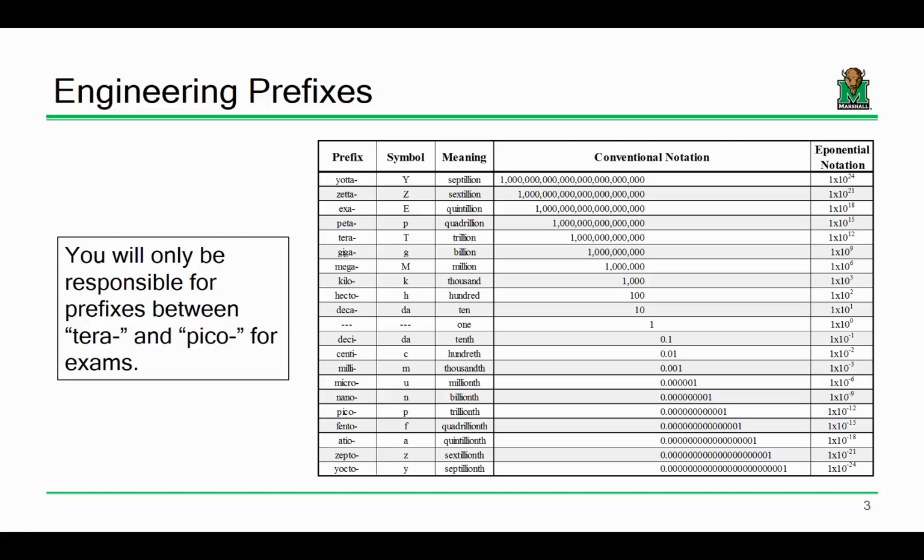And so in understanding what the prefixes mean, your responsibility is going to extend from tera down to pico. And so here under the symbol you can see the appropriate symbol that goes with each one of those prefixes, and then the conventional notation is how many, this is a base 10 measurement system. And exponential notation is another way of expressing that.